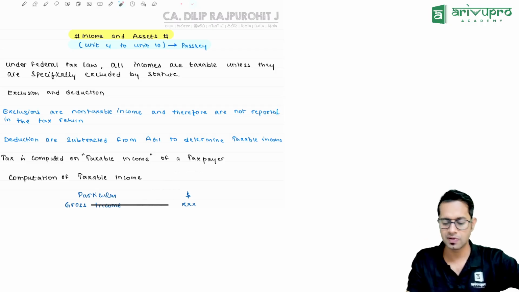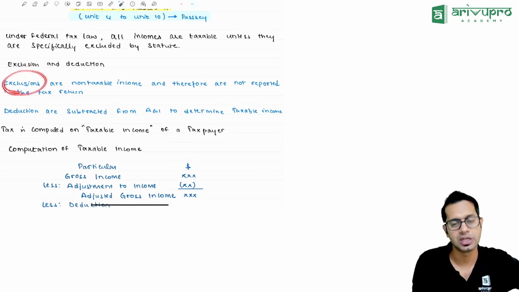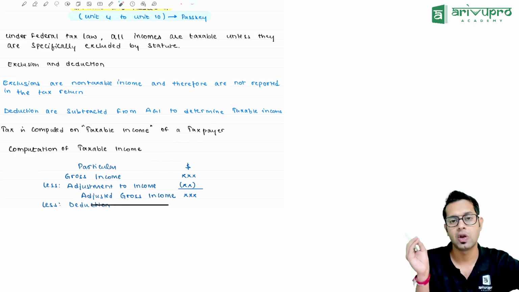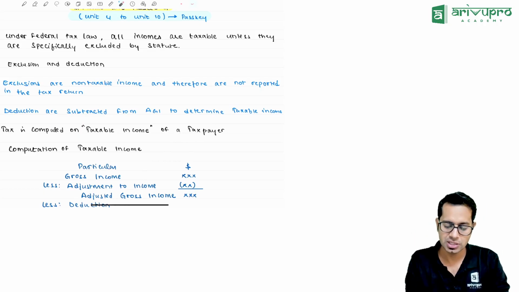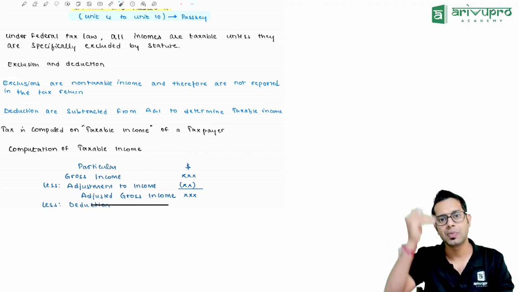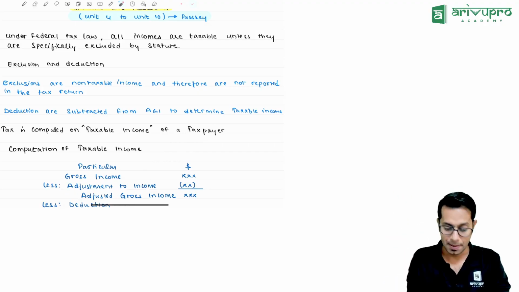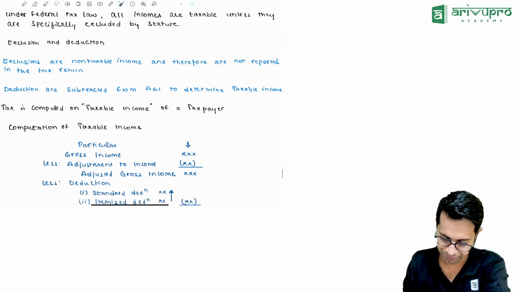So there is a difference between exclusions and deductions. What are exclusions? Exclusions are those incomes which will not form part of your taxable income at all, meaning those incomes which will not be taken into your total income. And what are deductions, sir? Deductions are given from your gross income. So whatever is included in gross income, from there you will get deductions. But exclusions are those incomes which will never be included at all.